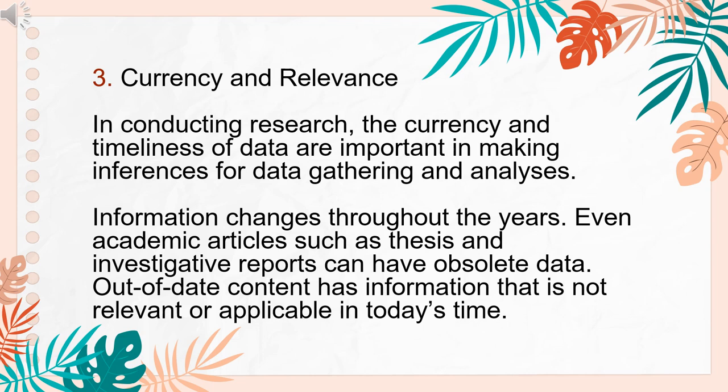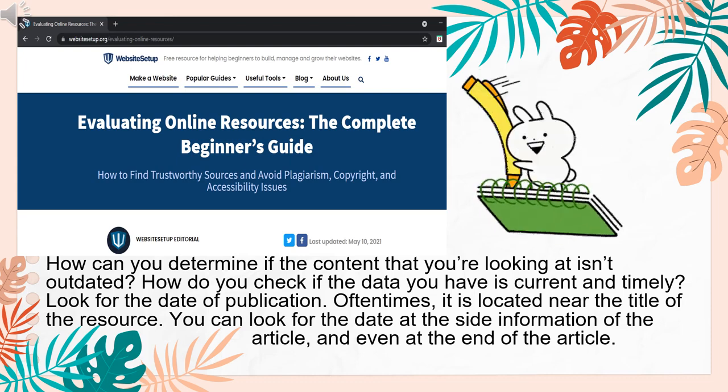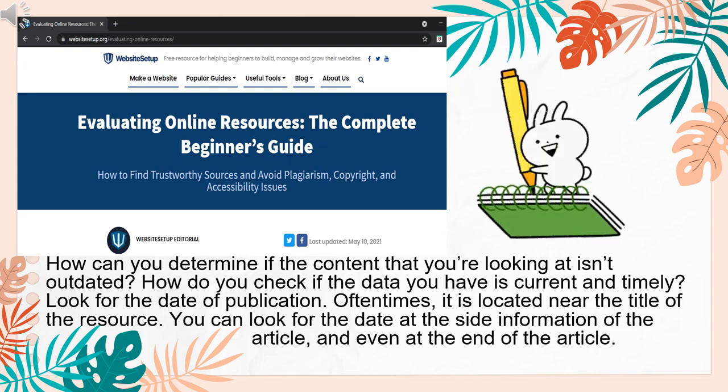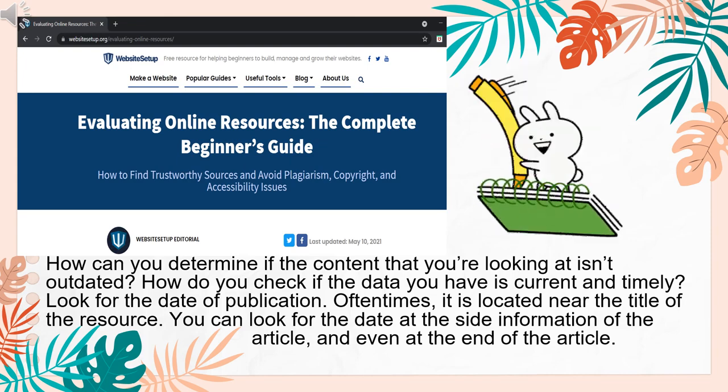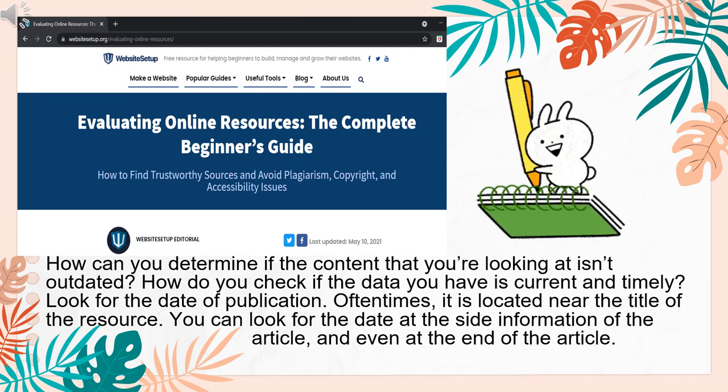On the internet, it is easy to get lost among the billions of data available at your fingertips. How can you determine if the content that you're looking at isn't outdated? How do you check if the data you have is current and timely? Look for the date of publication. Oftentimes, it is located near the title of the resource. You can look for the date at the side information of the article and even at the end of the article.